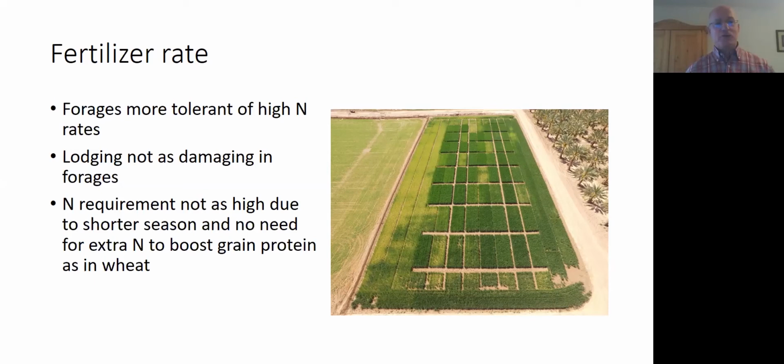On the other hand, the nitrogen requirement in forages isn't quite as high due to the shorter season for forages, because typically the winter cereals might be cut either at the boot stage or at the soft dough stage. And so for grain, at least if it's cut at soft dough, there's another 2 weeks or so from soft dough to physiological maturity. And then also one thing that happens in wheat is oftentimes a late nitrogen application is made to boost grain protein in wheat, whereas that isn't necessarily necessary in the case of forage.